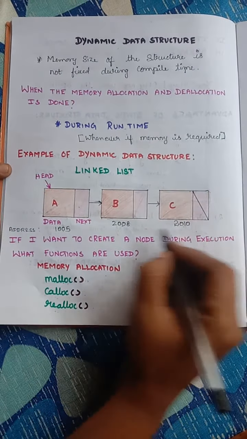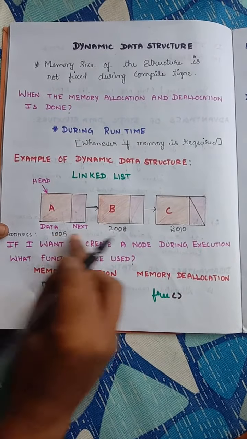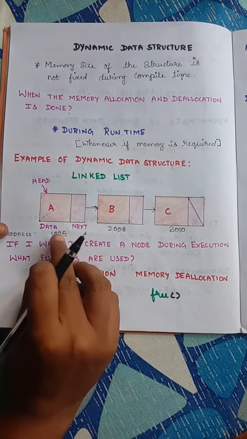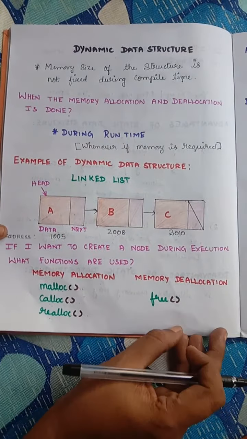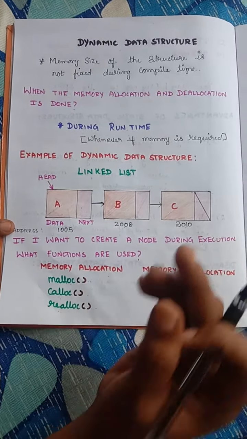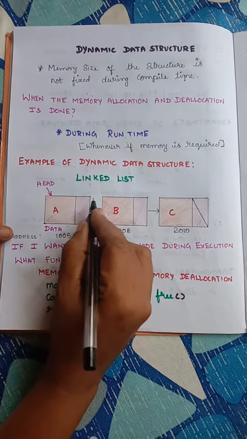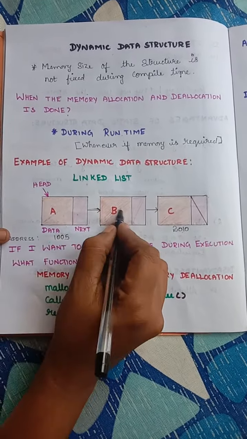Here, this is the representation of a linked list in which the addresses of the nodes are given as 1005, 2008, 2010, which are not contiguous in nature. Which means that free memory spaces are allotted whenever you request a memory, and every node gets connected with the other node by using a next pointer which holds the address of the next node.